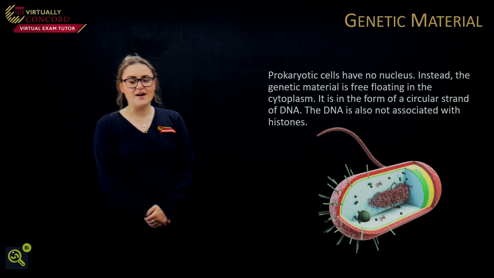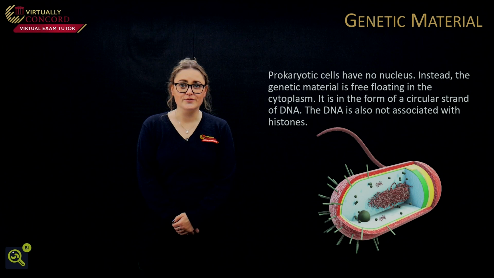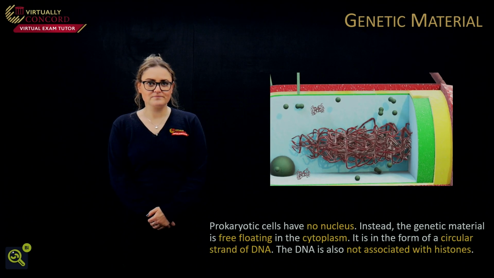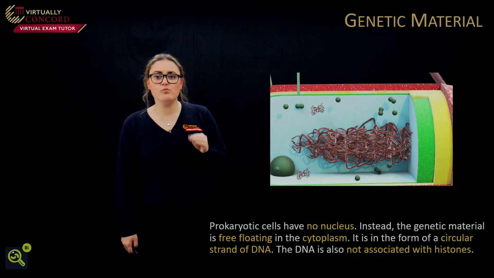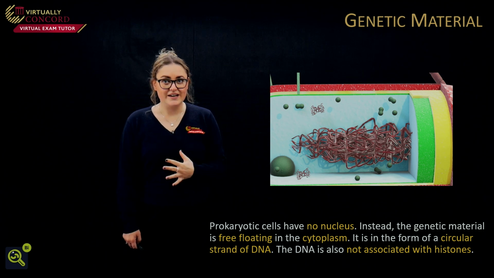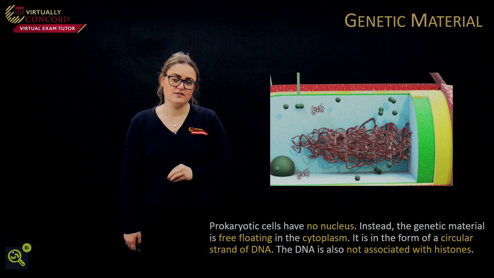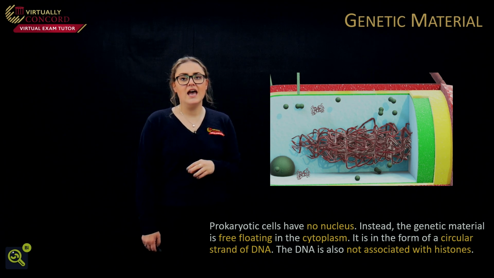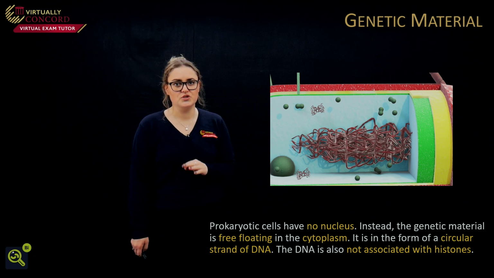So because our prokaryotic cells have no membrane-bound organelles, it follows that they have no nucleus. Their genetic material instead is simply free-floating in the cytoplasm. So let's zoom in and have a look. Here is our bacterial DNA. Now it's in the form of one long circular strand of DNA, and it's not associated with histones. Now, histones are proteins that you find associated with the DNA in eukaryotic cells, and you will study that when we look at the structure of DNA in eukaryotic cells more specifically.